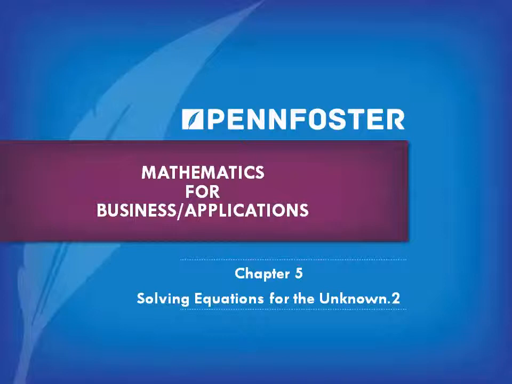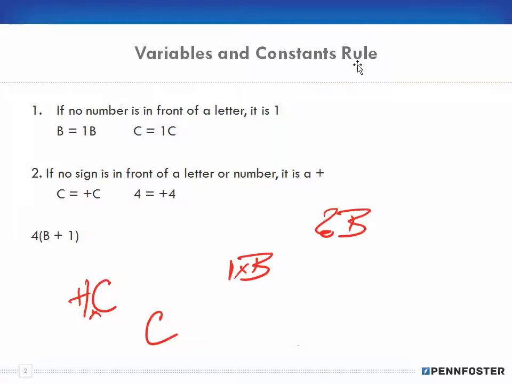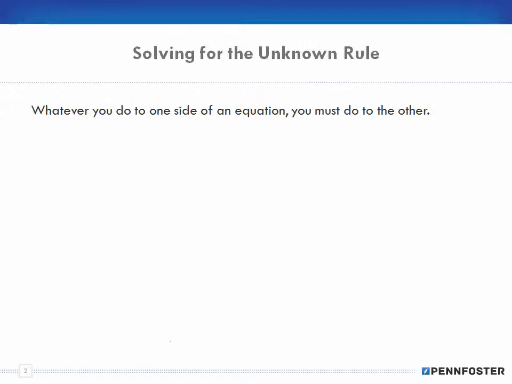In the previous video, we covered the variables and constant rule. Go back and watch that video. Half of it was an explanation of the series, so I'm not going to cover that again. I'm going to move on to the solving for the unknown rule. What this says is whatever you do to one side of an equation, you must do to the other.